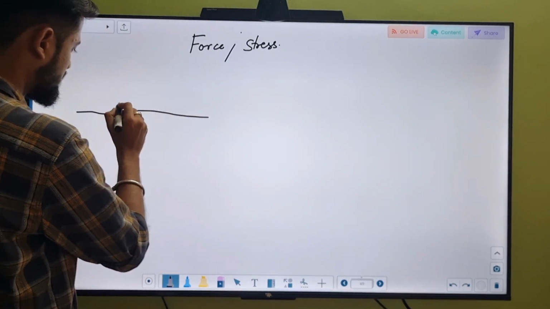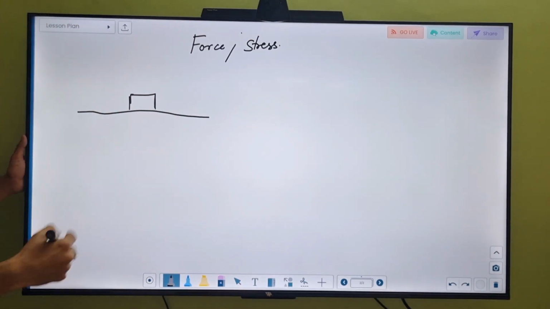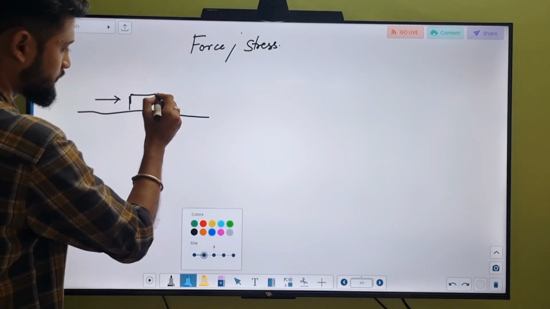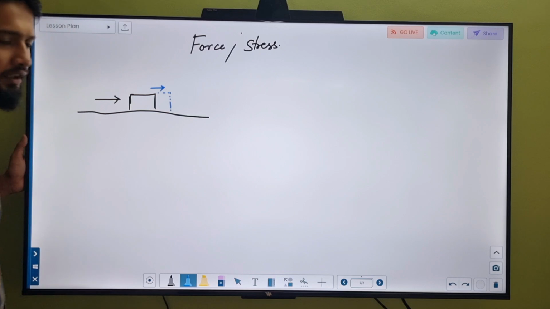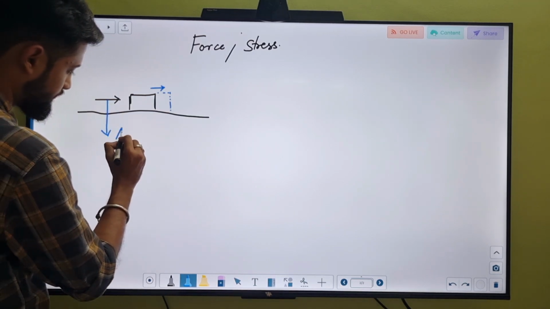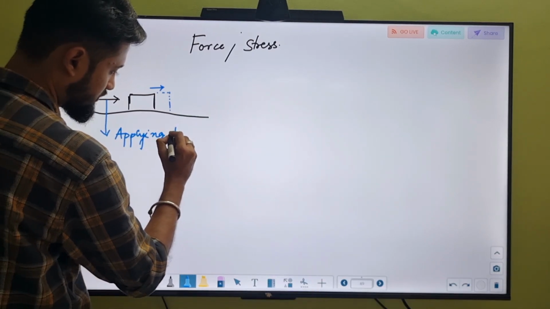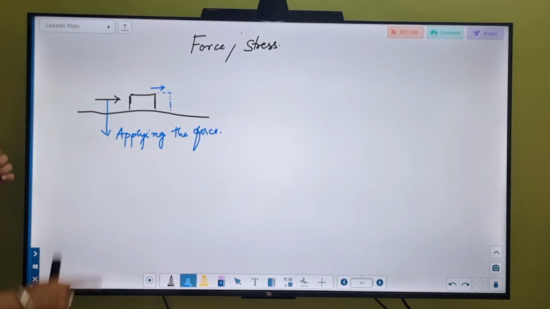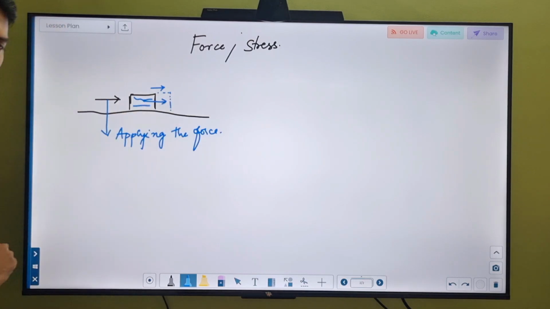So consider I take an object and I'll try to push it. Okay, so if I push it, it will move till here. Okay, so what I'm doing, I'm applying the force. Okay, so I'm applying the force on this object and it is moving.